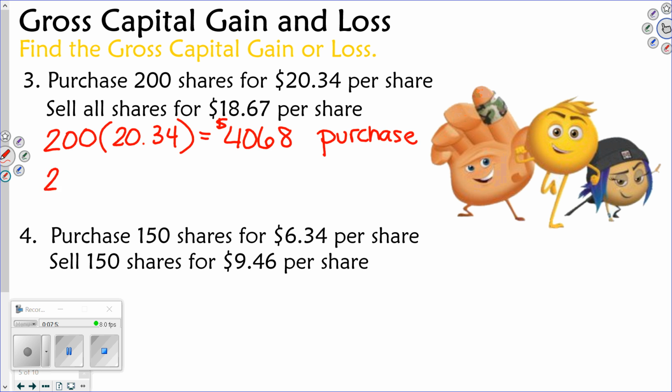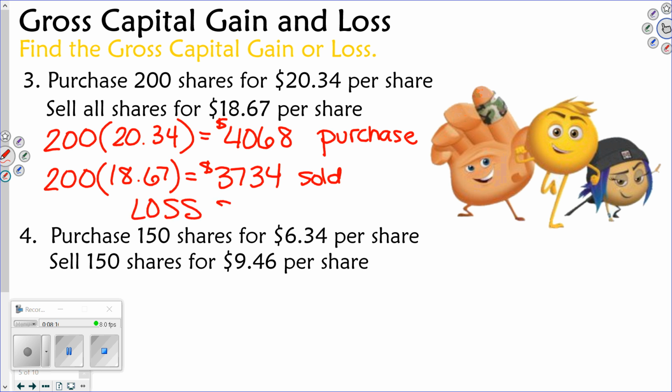And then I sold all shares, so 200 again, but it was for $18.67. So that one's going to be $3,734. That was how much I sold them for. Good. So I had a loss of $334. Do we see the difference, though, between this example and the last one? Okay, last one just gave me the purchase and sell price. This one, I had to actually figure it out.